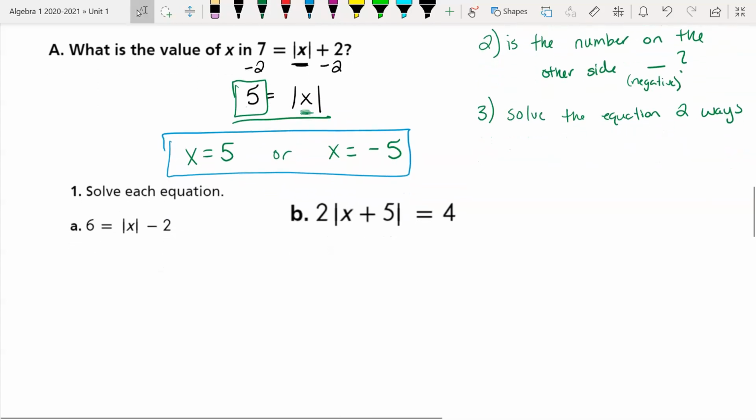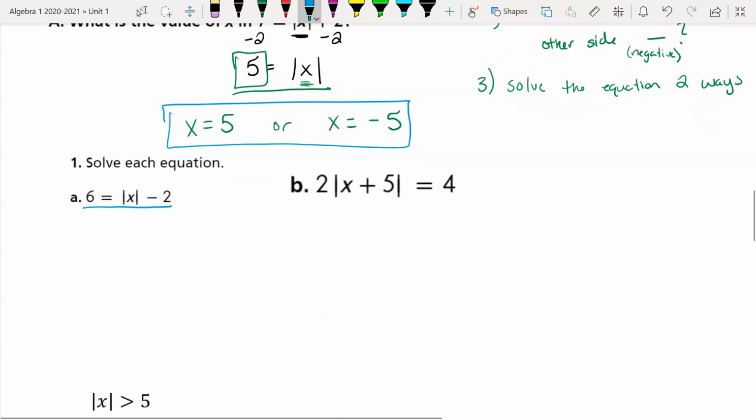So go ahead and try that for the next problem. I want you guys to try this one. If you need to pause the video here, you can.